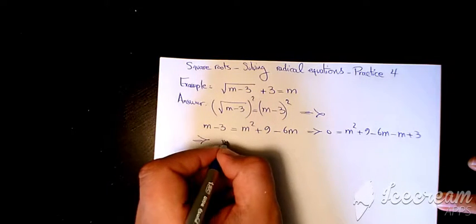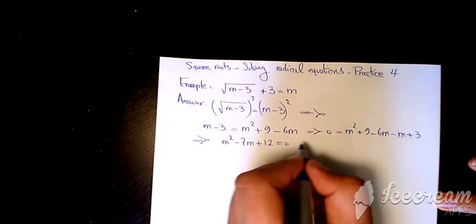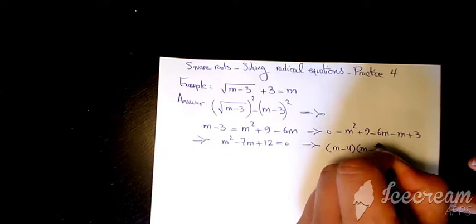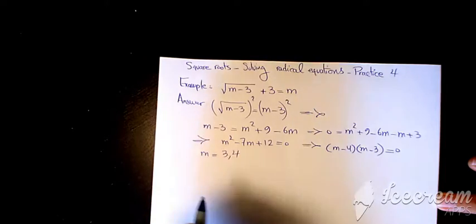Then it will be m squared minus 7m plus 12 equals 0. And when you factor it, it will be m minus 4, m minus 3 equals 0. So the answers are 3 and 4.